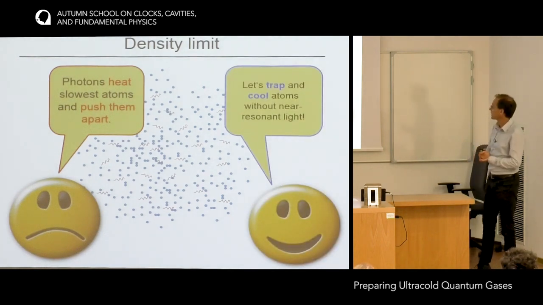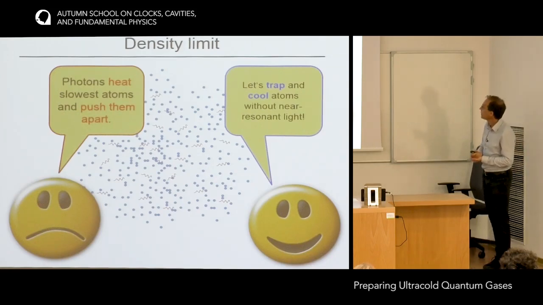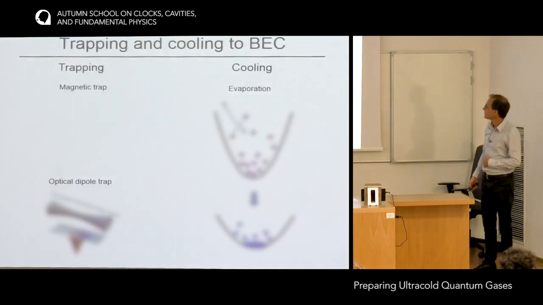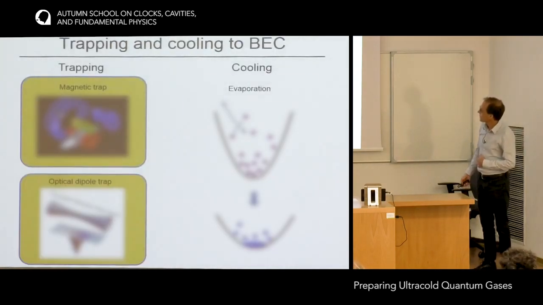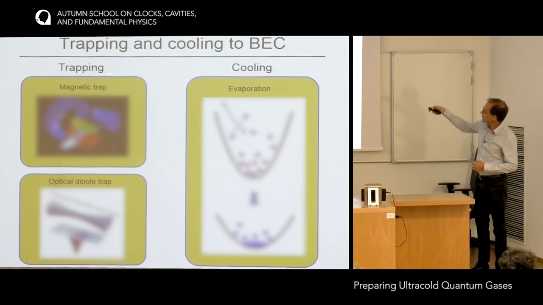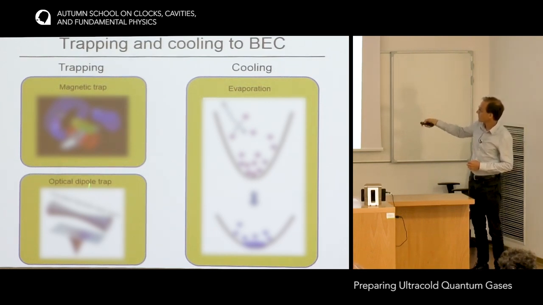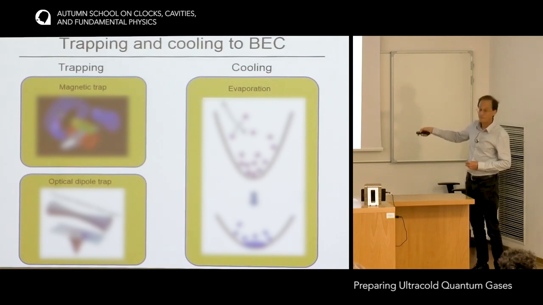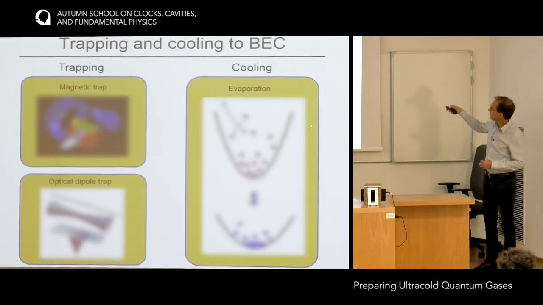We have to somehow trap them differently, not in a MOT. And we need to cool them without near resonant light. So, to trap them, we can use either magnetic traps or, for non-magnetic atoms in which this doesn't work, optical dipole traps. And for cooling, we will use evaporative cooling.